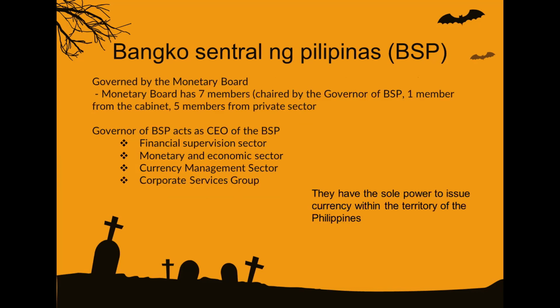Okay? So, Bangko Sentral ng Pilipinas is governed by the Monetary Board, no? And Monetary Board has 7 members chaired by the governor of BSP. So I think the governor of BSP right now is Jokno. 1 member from the cabinet and 5 members from the private sector. The governor of BSP acts as the CEO of BSP, no? So, ano-ano ba yung mga role niya? Financial supervision sector, monetary and economic sector, currency management sector, and corporate services group.